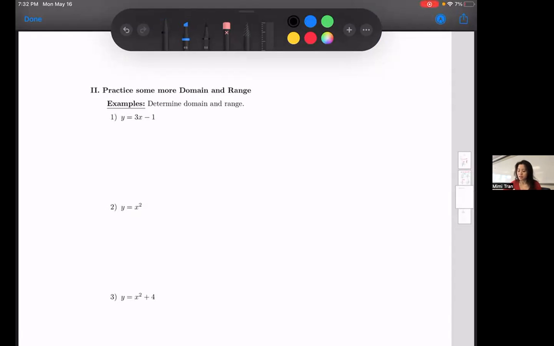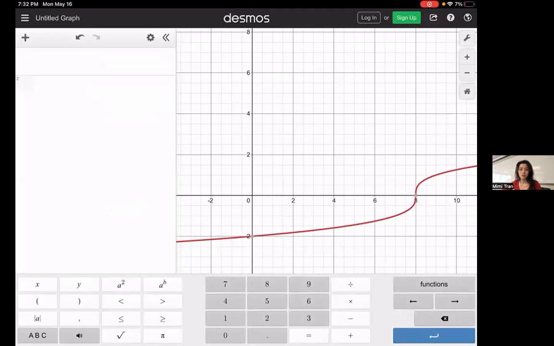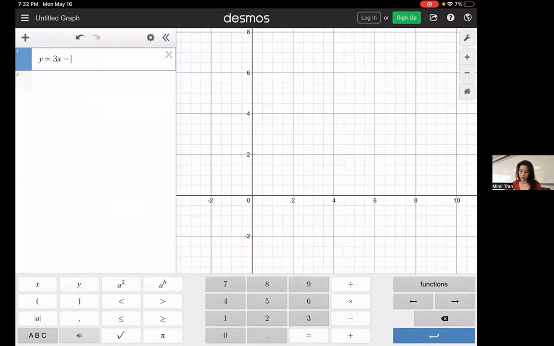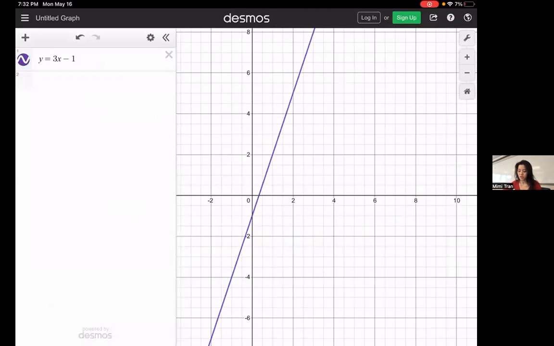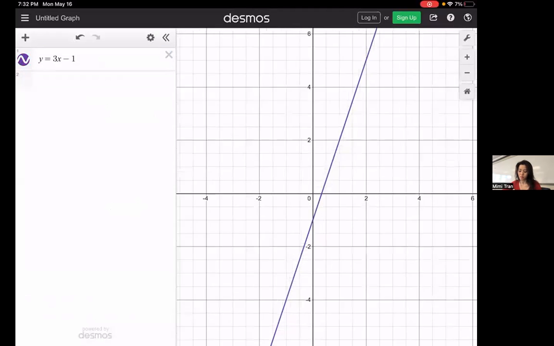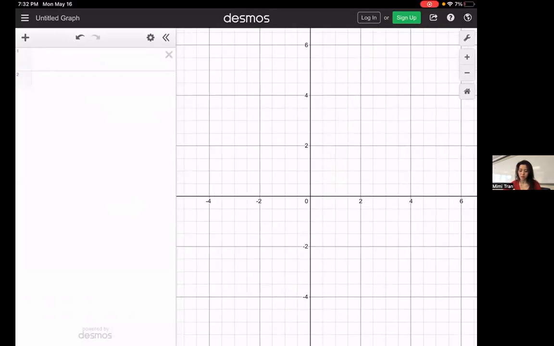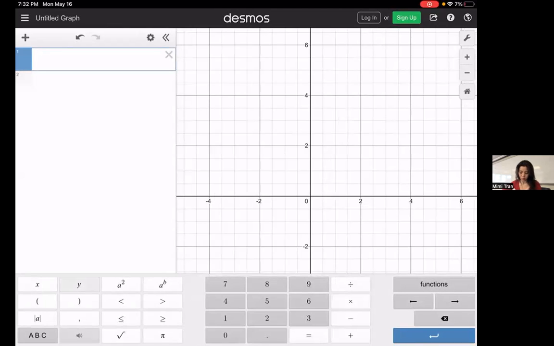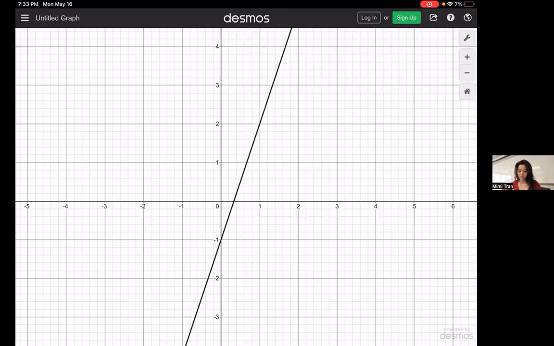So y equal 3x minus 1 using Desmos. Y equal 3x minus 1 right there. Right, so take it away. No. Y equal 3x minus 1, 3x minus 1. Okay, I meant to put this away.